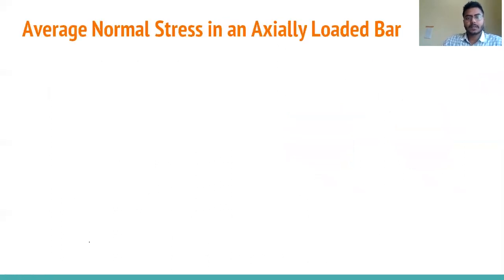Average normal stress, axially loaded bar. So that I will discuss here. Now we have seen, whatever we have calculated, the shear stress when delta A goes to 0. So the ratio of delta F to delta A gives us the limiting finite value that is called stress. Now see in the figure, average normal stress.